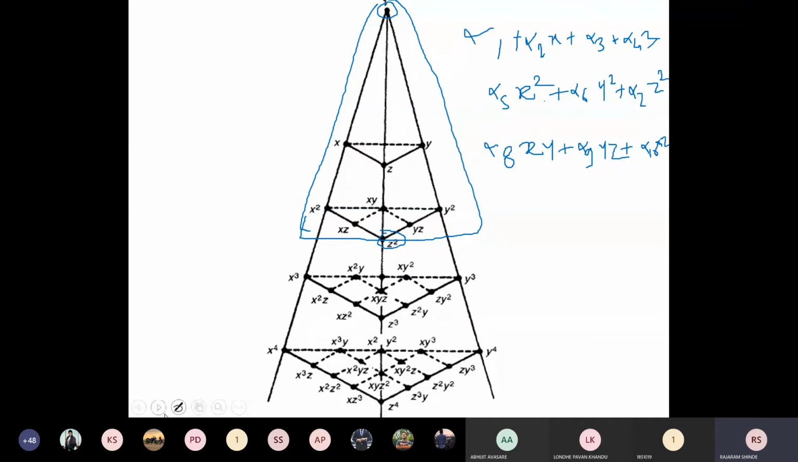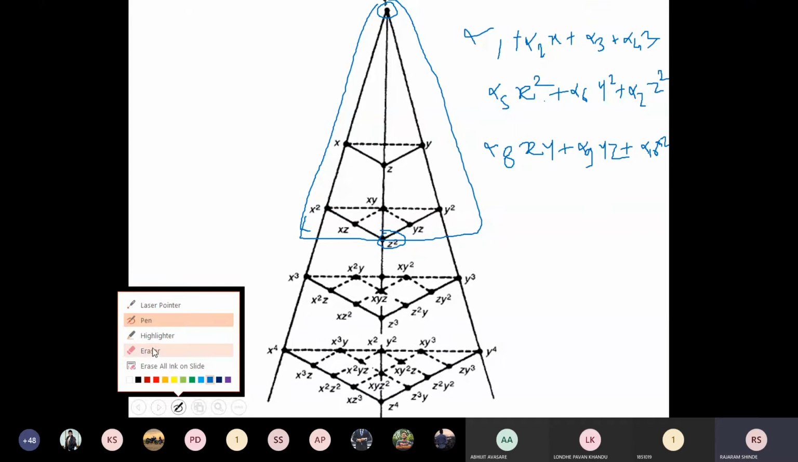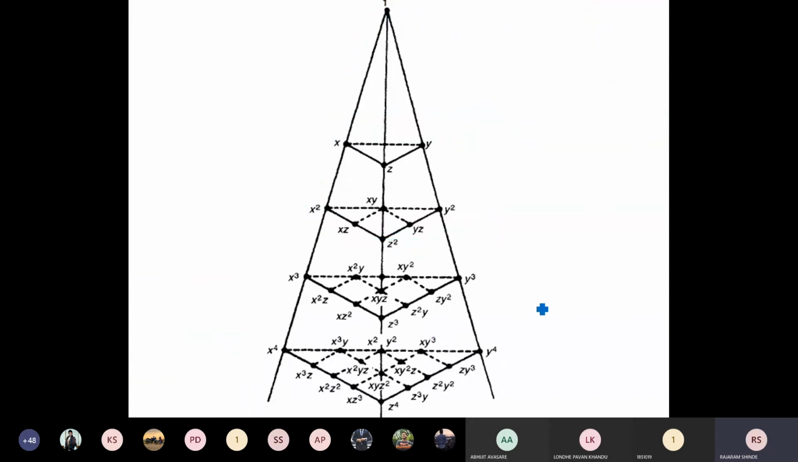Now you can get the cubic interpolation polynomial also. Already you have written the cubic interpolation polynomial. Now check your cubic interpolation polynomial with this symmetry.